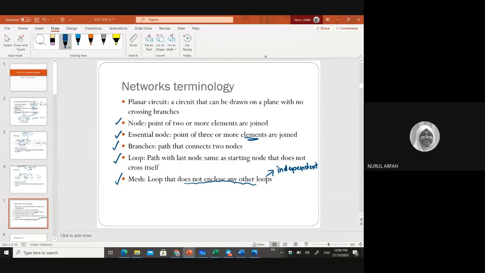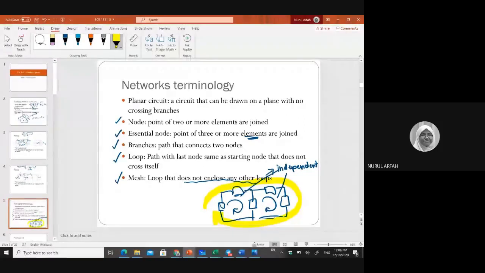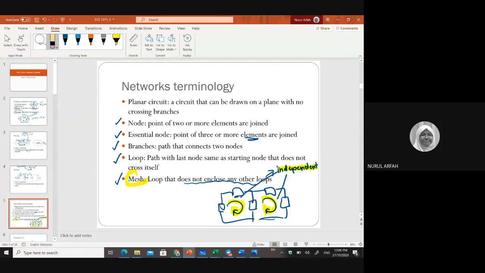Do you get me? Meaning to say, if you have two loops here, this is one loop, and this is another loop. These are independent loops. But if you draw another one, let's say this one, this is a dependent loop. The yellow color here is the dependent loop. So a mesh is actually the independent ones, this one and this one. So I shall remove this one and this one, just not to confuse you.